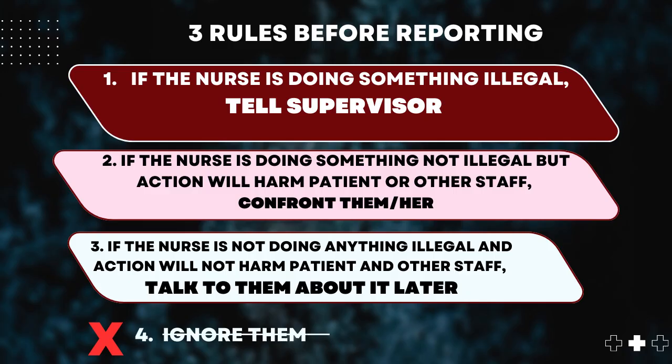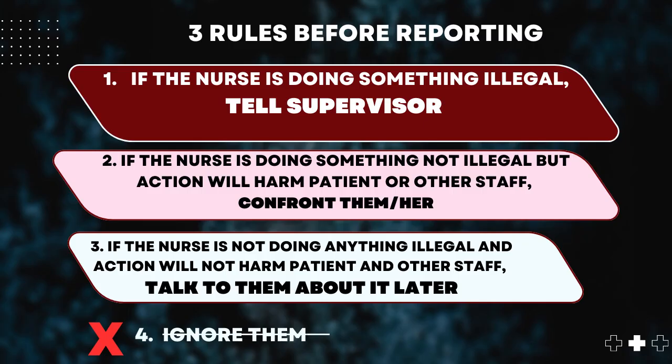So the question is this: how do I choose between tell supervisor, confront them, take over the procedure, or talk to them later? How do I know which one to take, since we already agree that ignore is out of the way? So we now have 3 options. How do I choose among these 3 options? To choose among these options, we need to ask ourselves 3 questions.